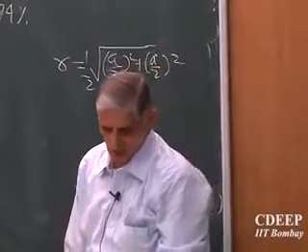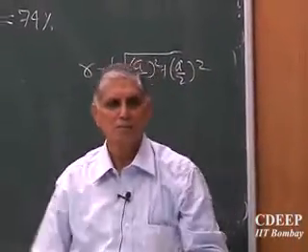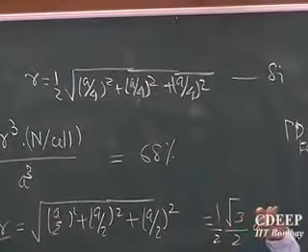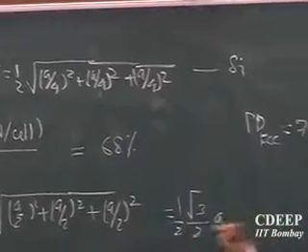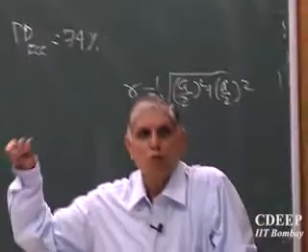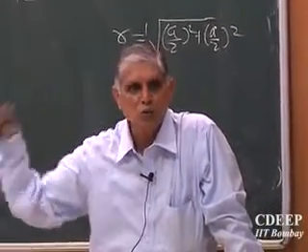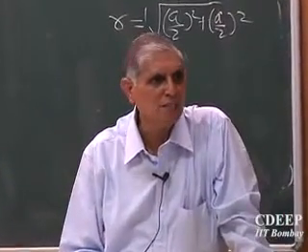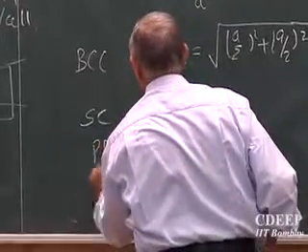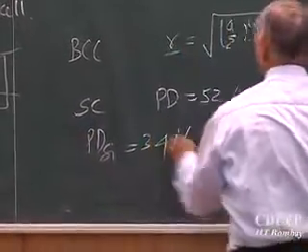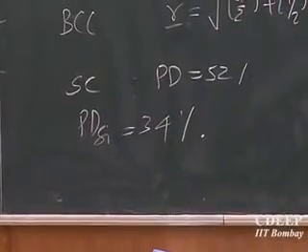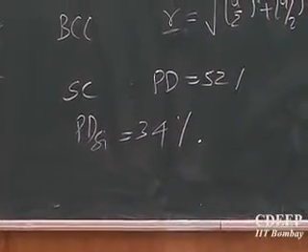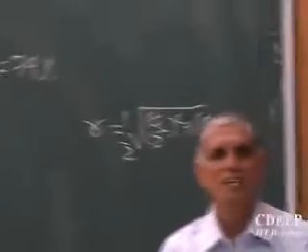Is that okay? So what will the packing density be? This is r. So what is the volume of this sphere? 4/3 π r³. How many atoms are there? 8. So 4/3 π r³ into 8, divided by a³. That will be the packing density for silicon, and we calculated the packing density for silicon is 34%. Is that clear?